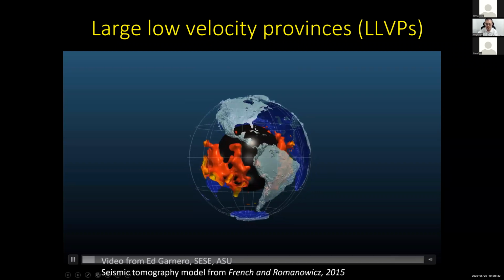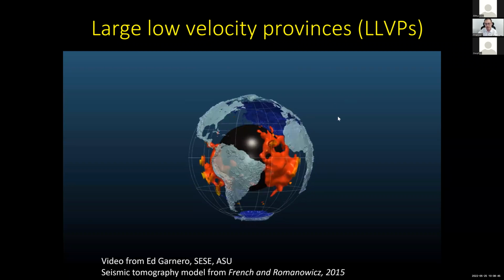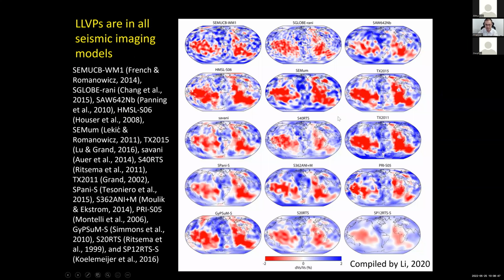There are lots of tomography models, depending on what data you use and what method you use, from different groups. Although the small scale structure varies model by model, in all the models there are two LSVPs. So it's a very, very robust feature: there are two large low shear velocity provinces in Earth's lowermost mantle.